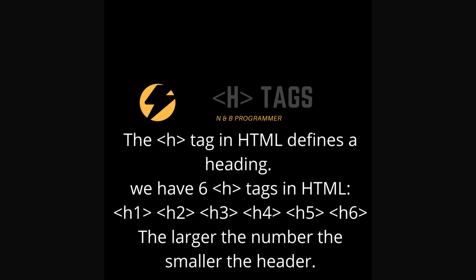So you can't just write a tag that has only H. You have to define one of the numbers, 1 to 6. These numbers represent the size of the heading. So the larger the number is, the smaller the header. So 1, as you can imagine after reading this sentence, is the largest heading, and 6 is the smallest heading.